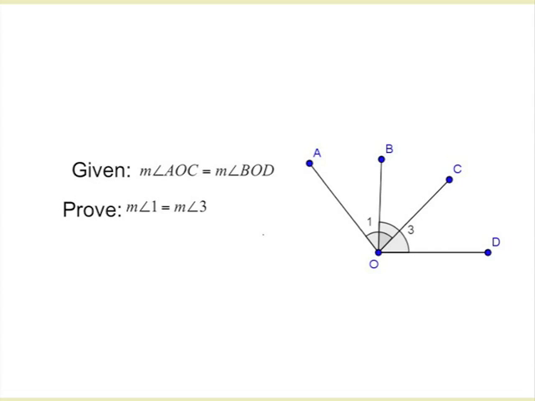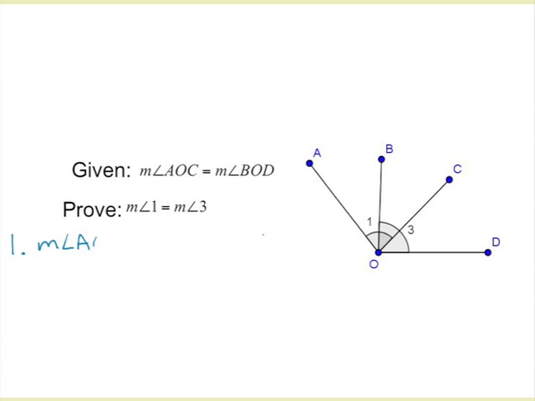So we'll do another example like this. We are given that angle AOC is equal to angle BOD, and we want to prove that angle 1 is equal to angle 3. Angle 1 is just that AOB part, and angle 3 is just the COD part. So, once again, a good place to start a problem is with our given.